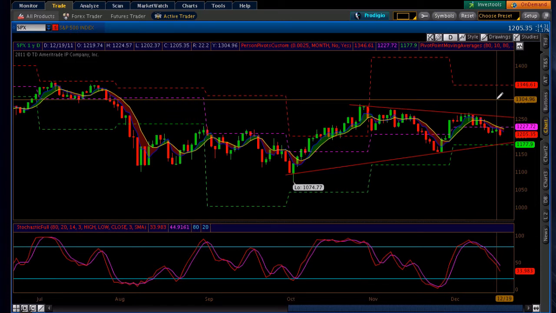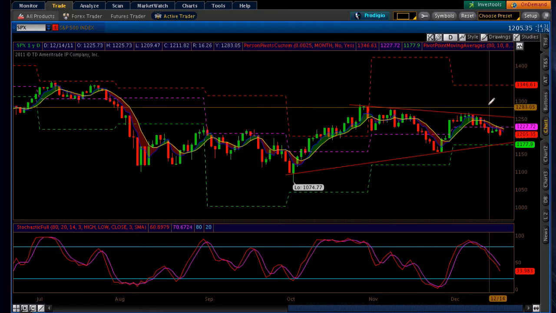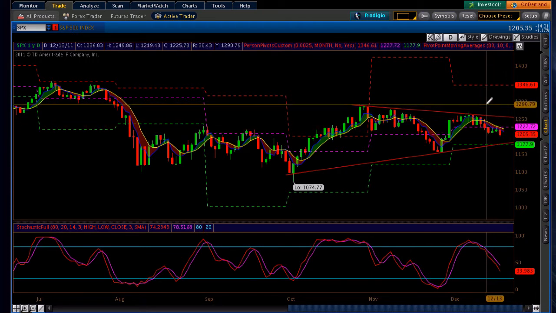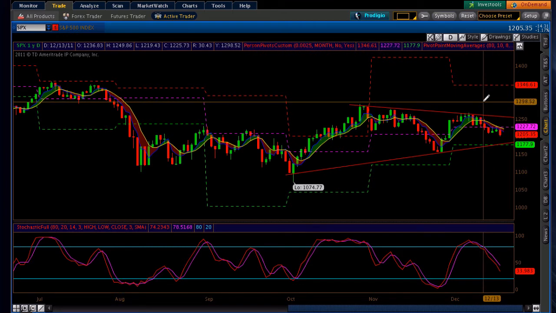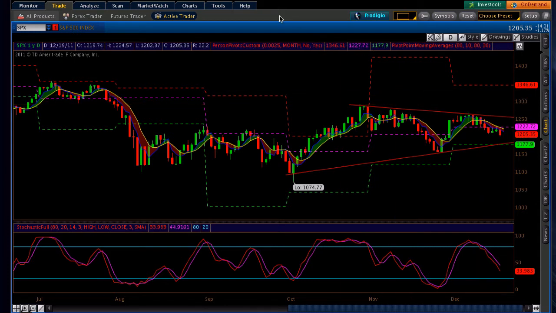But also, just a reminder, these whole numbers like 1250, 1300, those are some pretty good whole numbers that have resistance, especially this 1300 right here. So that's what I'm looking for.